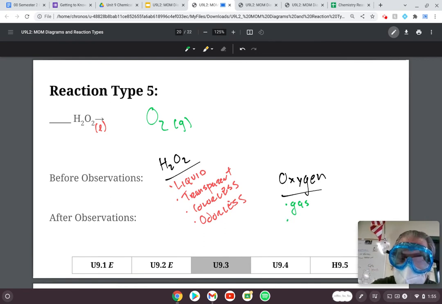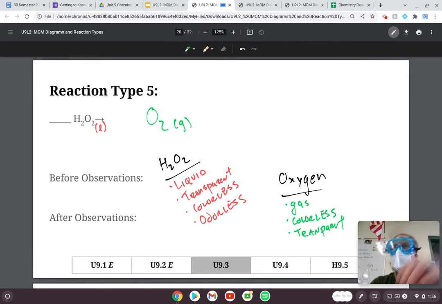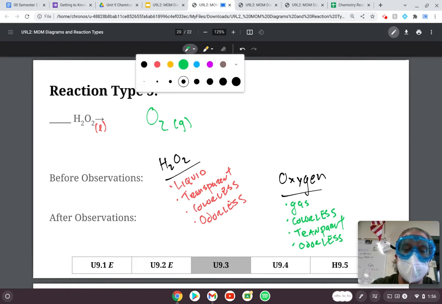It's colorless, and I heard clear, so I'm going to assume that you are using your words and your meaning transparent. Oxygen tends to be odorless. Now, looking at what you have left in the formula for H2O2, what else could be a product? Hydrogen could be part of what else happens to be the product.